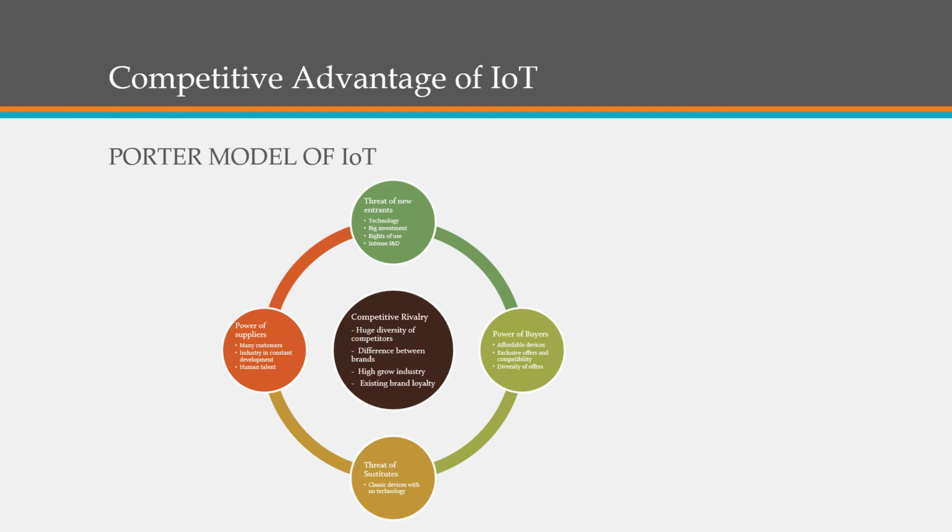Power of buyers. In this case, this refers to the market, to the customers. And the main power that they have is that in the market exists a diversity of brands, a diversity of prices, a diversity of quality. As we see, the main power of the customers is the possibility to choose between an affordable device or an expensive device, with the difference between quality and performance.